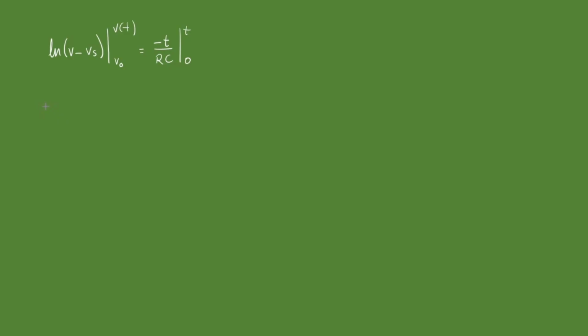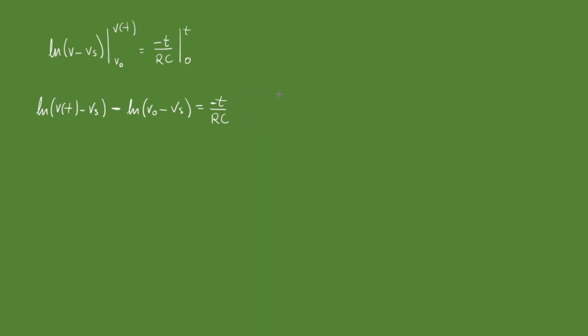That's ln of V of t minus Vs, as voltage at the source. Then minus, then sub in the lower bound, ln of V naught minus Vs. And that's going to equal minus t over RC. Then minus, then sub in 0 here, which is 0 over RC. So this will tend to 0. We can erase the whole lot.